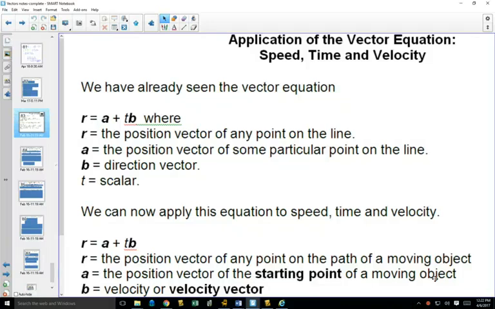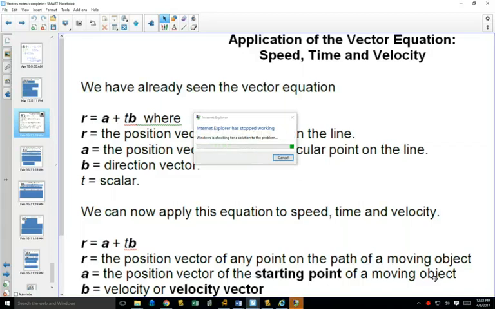Applications of the vector equation to speed, time, and velocity. So we sort of get our kinematics fix in vectors as well.